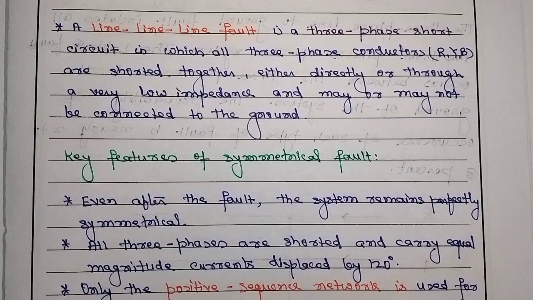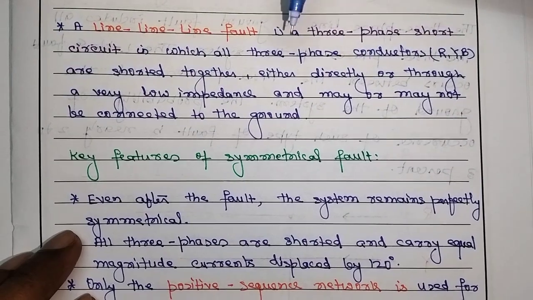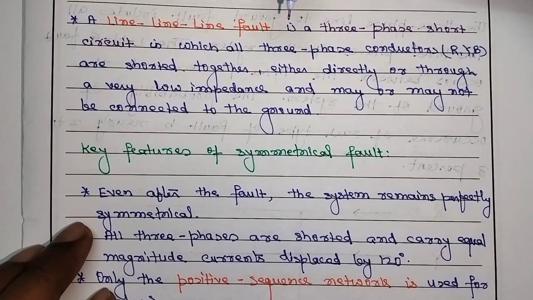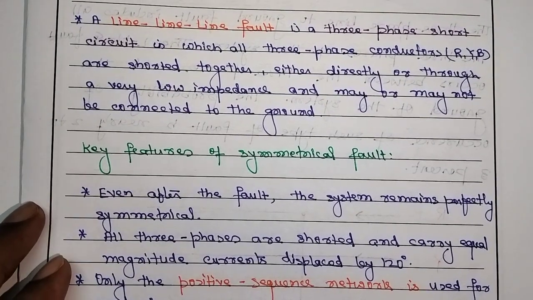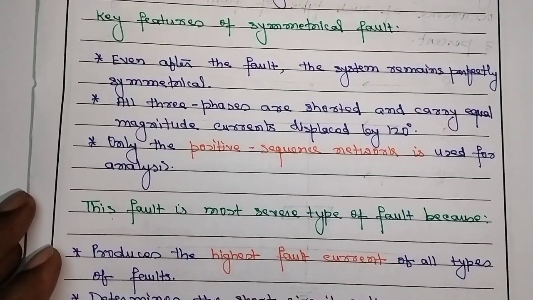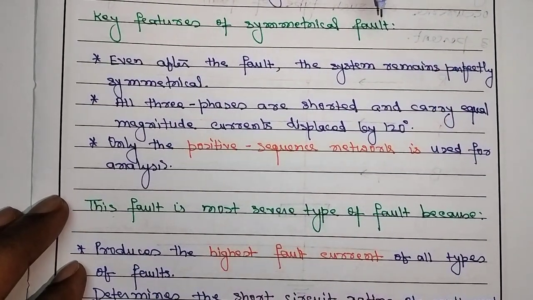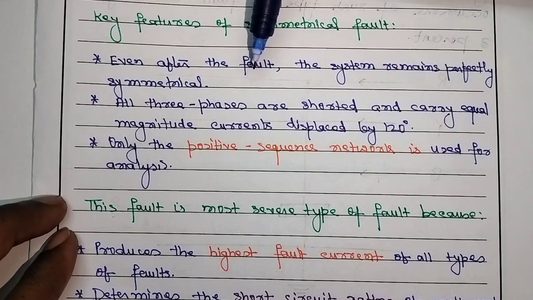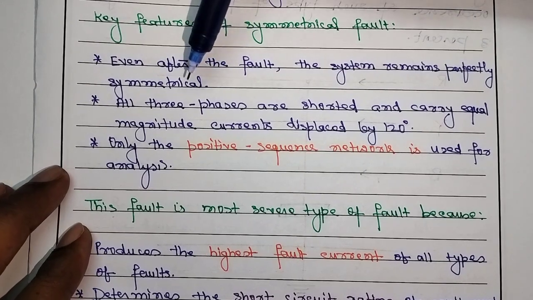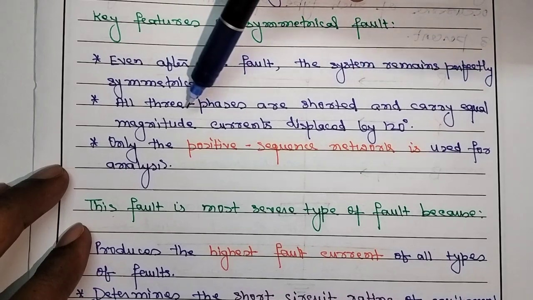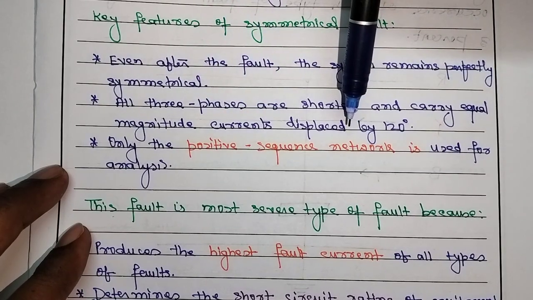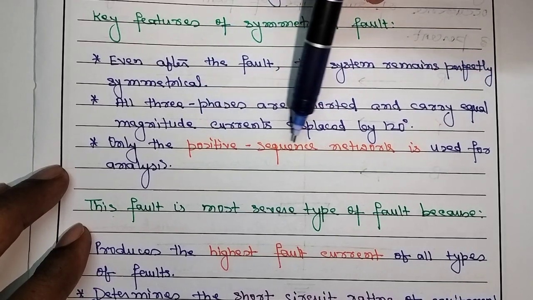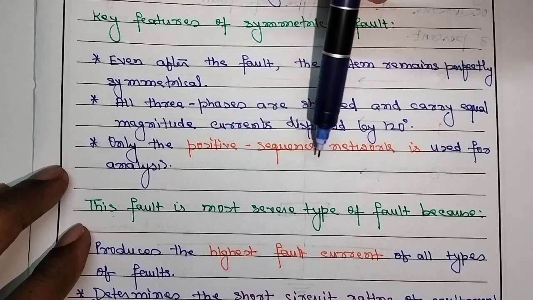The next point: it is a very low impedance fault and may or may not be connected to the ground. It is not connected to the ground in the case of line to line faults. Only the line conductors are involved in such type of faults. Key features of the symmetrical fault: even after the fault the system remains perfectly symmetrical and balanced in nature. All three phases are shorted and carry equal magnitude current displaced by 120 degrees. Only the positive sequence network is used for the analysis of such type of faults.